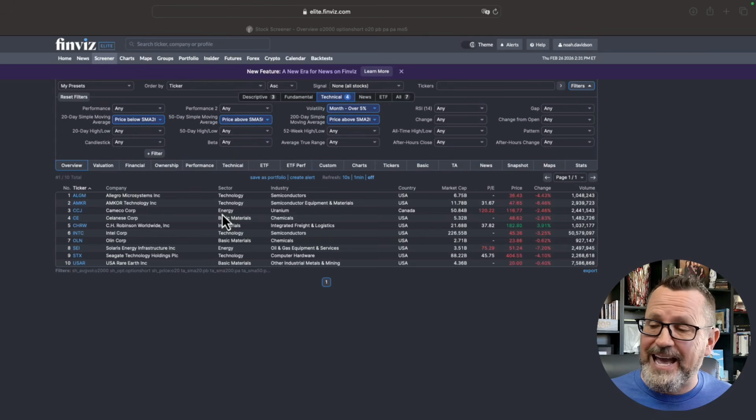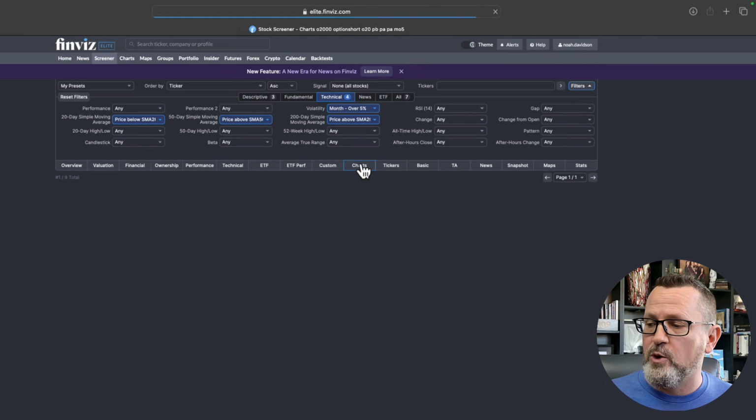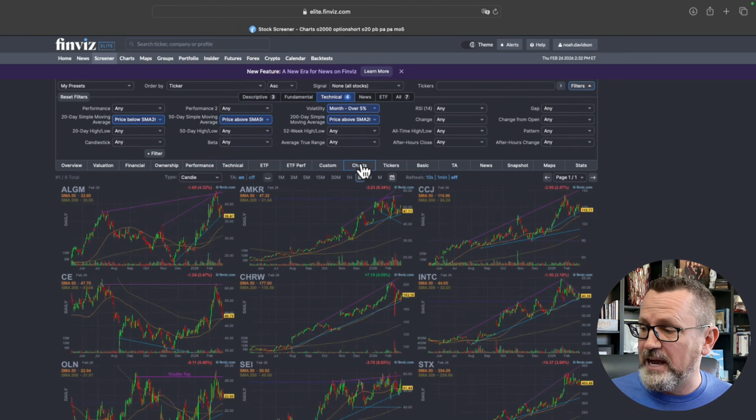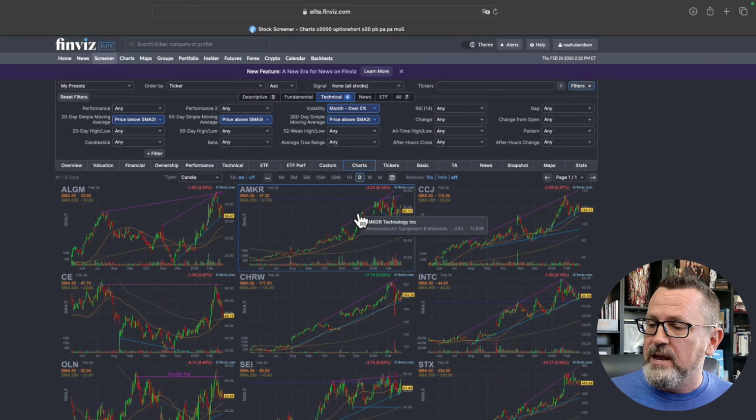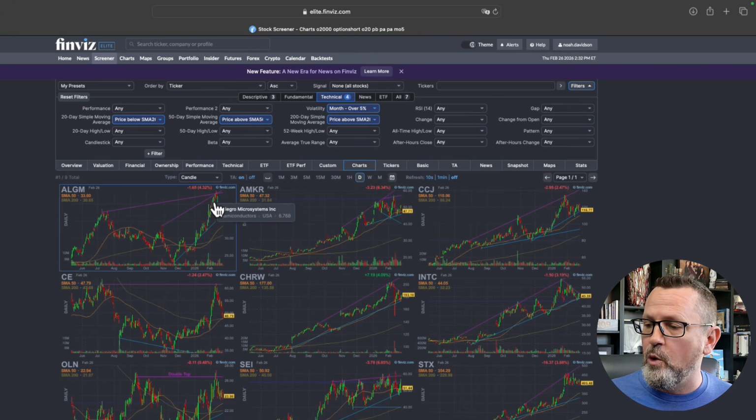Now we have just 10 candidates here that I think are interesting candidates. If we click on the chart button here, we can get a quick look at some thumbnails that give me an idea of how they're trading. And I like what I'm seeing on a lot of these charts. Nice, strong upward trends with pullbacks down into support or rising trend.